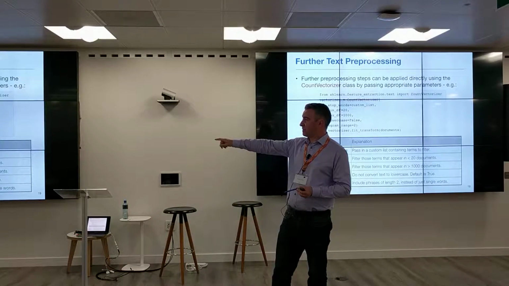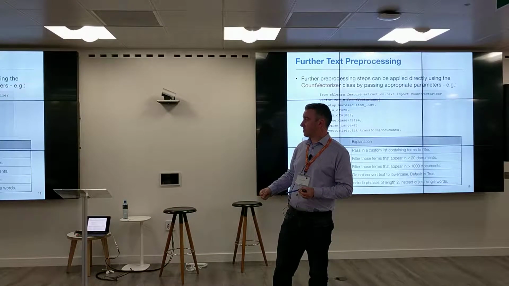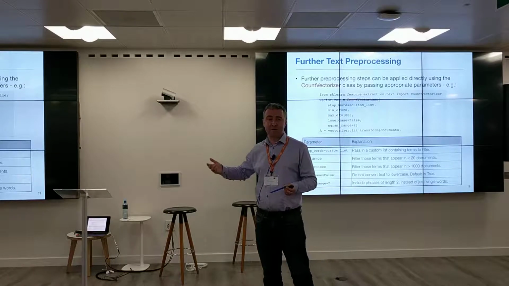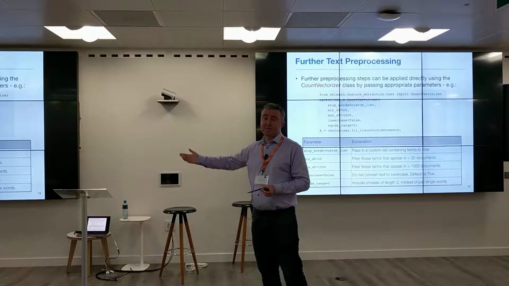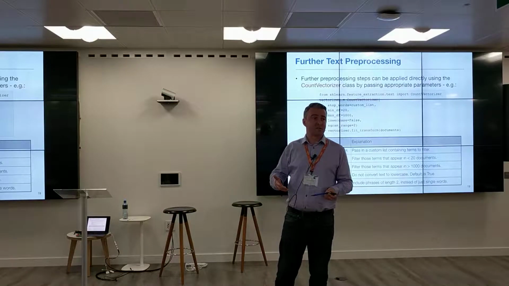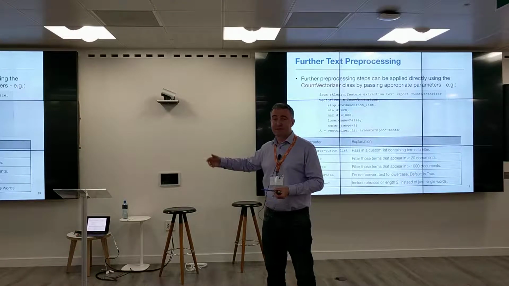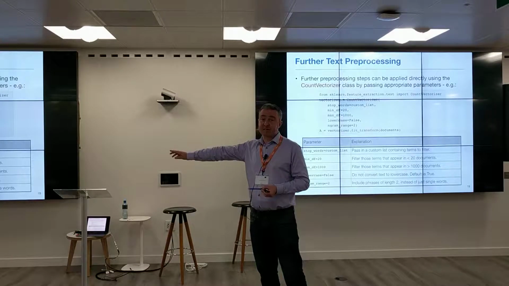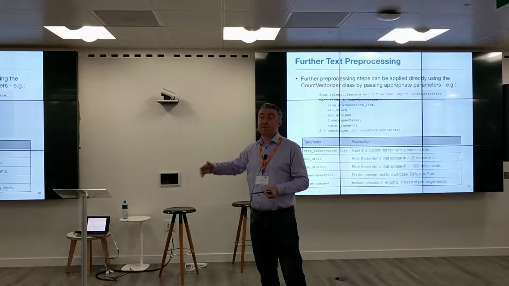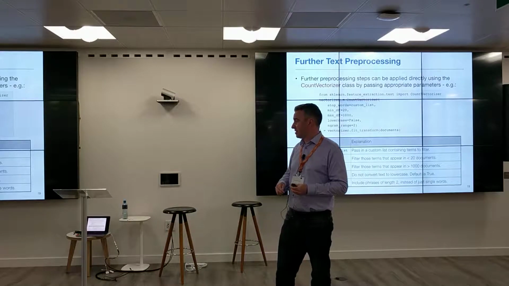So for example, if you specify the stop words parameter, you can pass in a list there of custom stop words. Min-df is the minimum number of documents in which a term has to appear for it to be included. Similarly, you can have a max-df. Lowercase actually is normally true by default, so everything gets converted to lowercase.